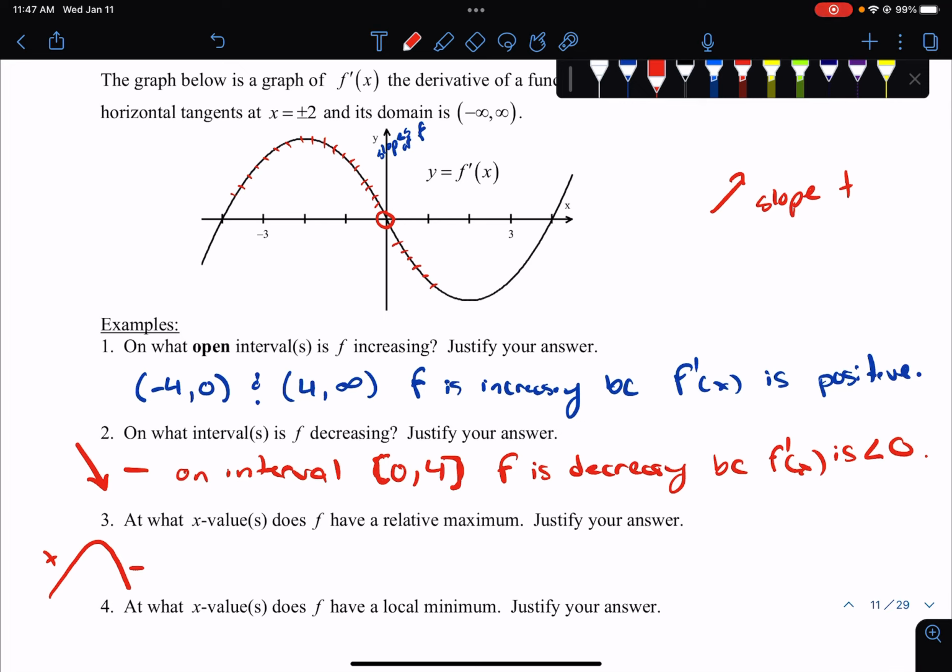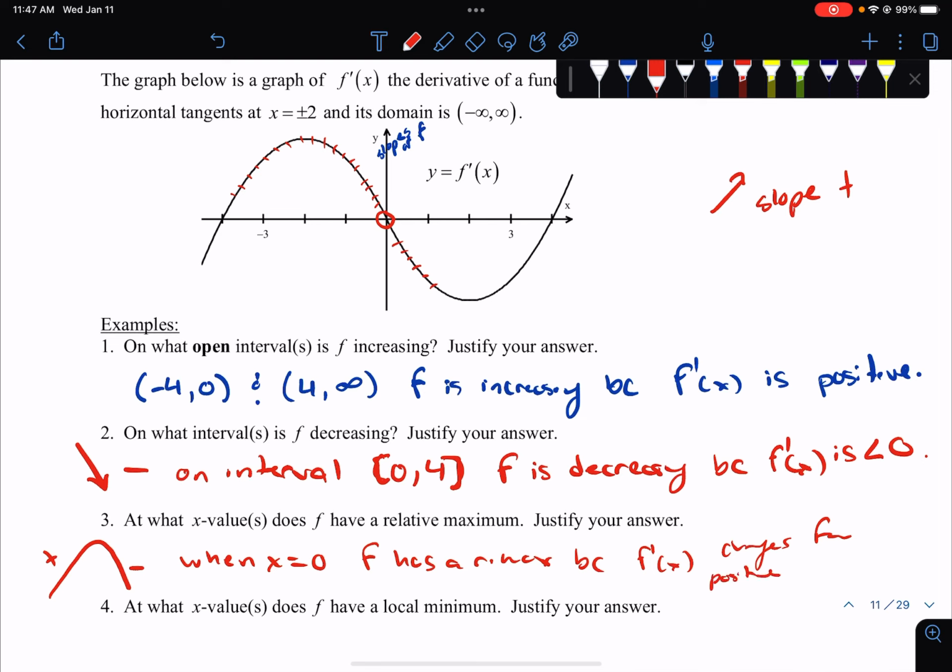So at what x value, I would say when x equals 0, f has a relative maximum because f prime of x changes from positive to negative. And that is more than enough. That is why I have a maximum.